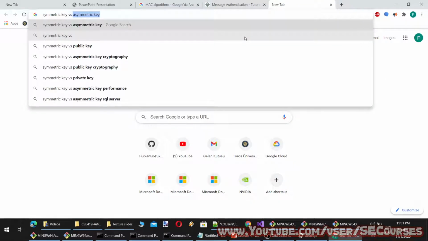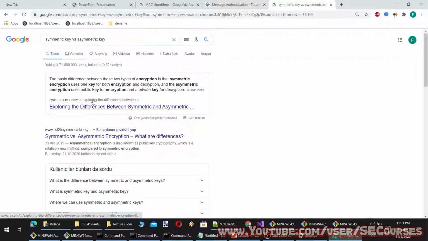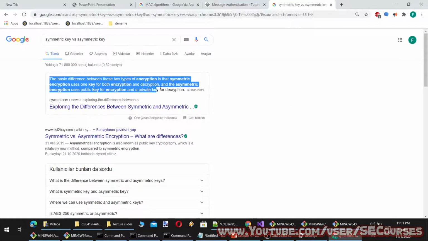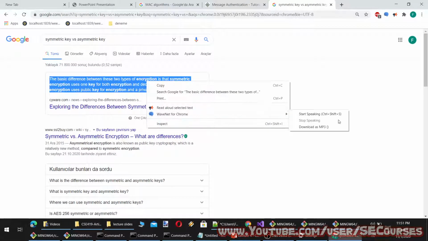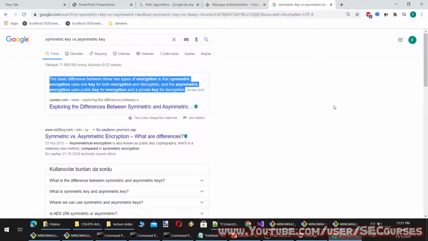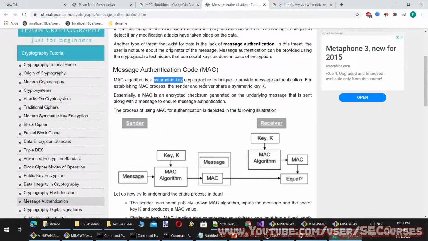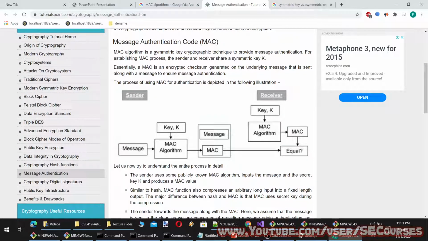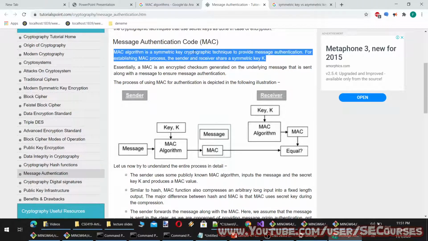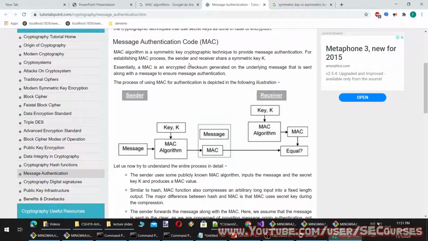Okay, so what was the symmetric and asymmetric key difference? Let's remember it. The basic difference between these two types of encryption is that symmetric encryption uses one key for both encryption and decryption, and asymmetric encryption uses a public key for encryption and a private key for decryption. So here the MAC algorithm is a symmetric key cryptographic technique to provide message authentication.